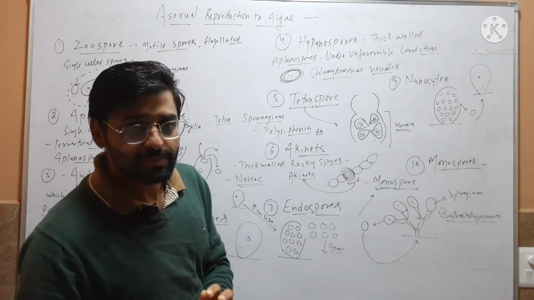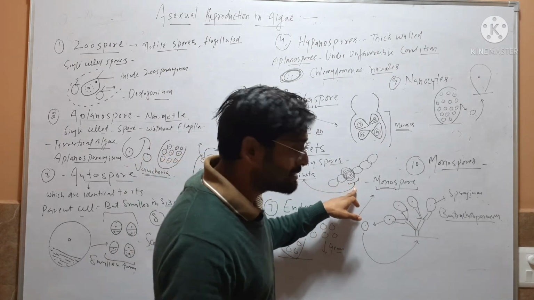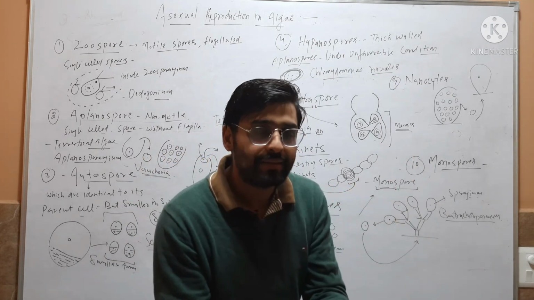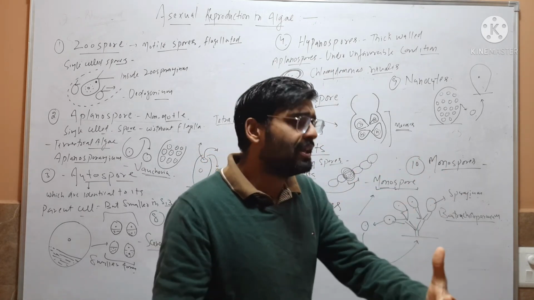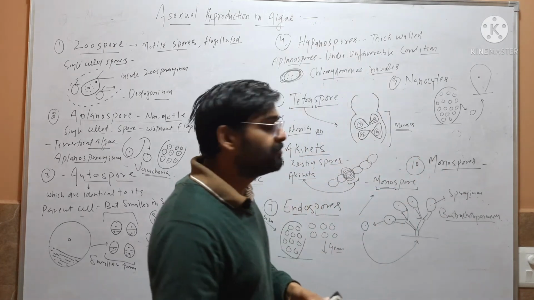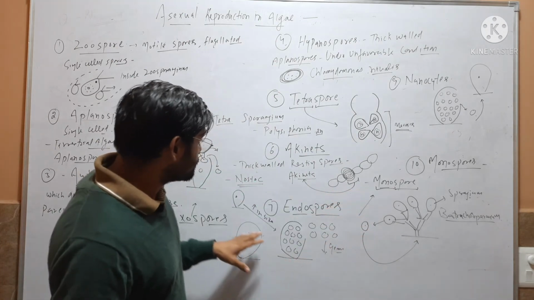Akinetes are thick-walled resting spores that are formed during unfavorable conditions. The cells forming akinetes will secrete a thick wall around themselves and will accumulate a large amount of protoplasm. So this cell is called an akinete.